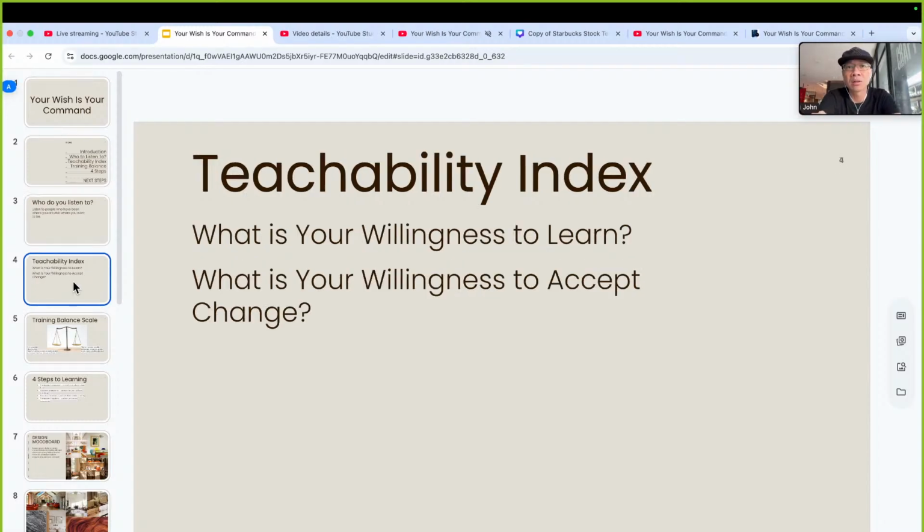Next part, teachability index. What is your willingness to learn? And what is your willingness to accept change? Okay, is it 10 out of 10 for both? And that gives you a score of your teachability index. A lot of people, you think you're teachable, you're not, because you never really quantified it. So Kevin teaches you how to quantify if you're teachable. Your life is not changing because you're not teachable. You're not willing to learn, and you're not willing to accept any change.